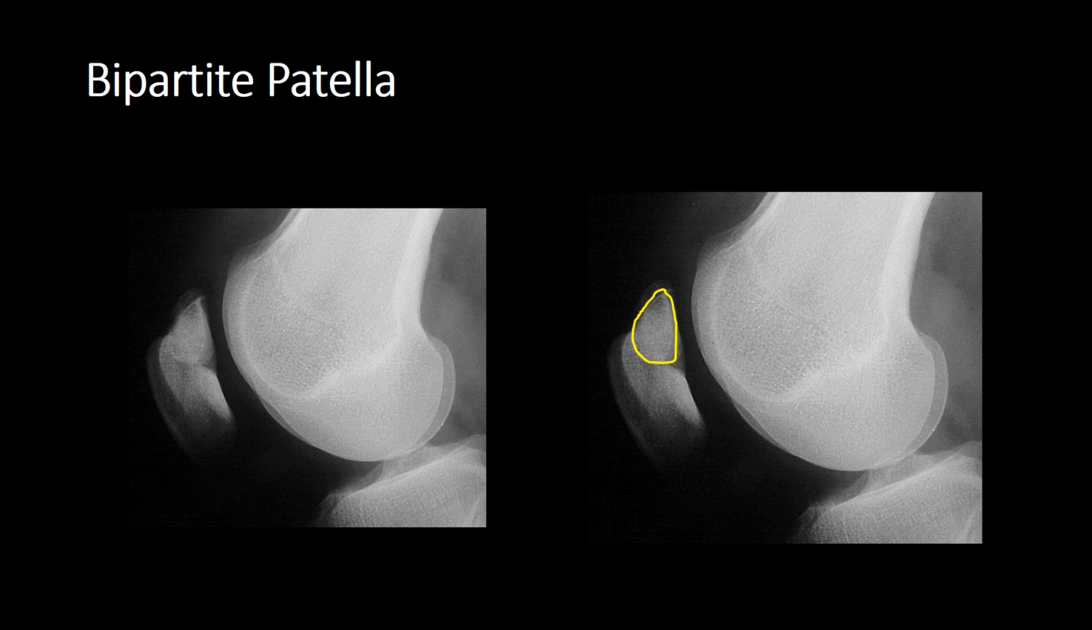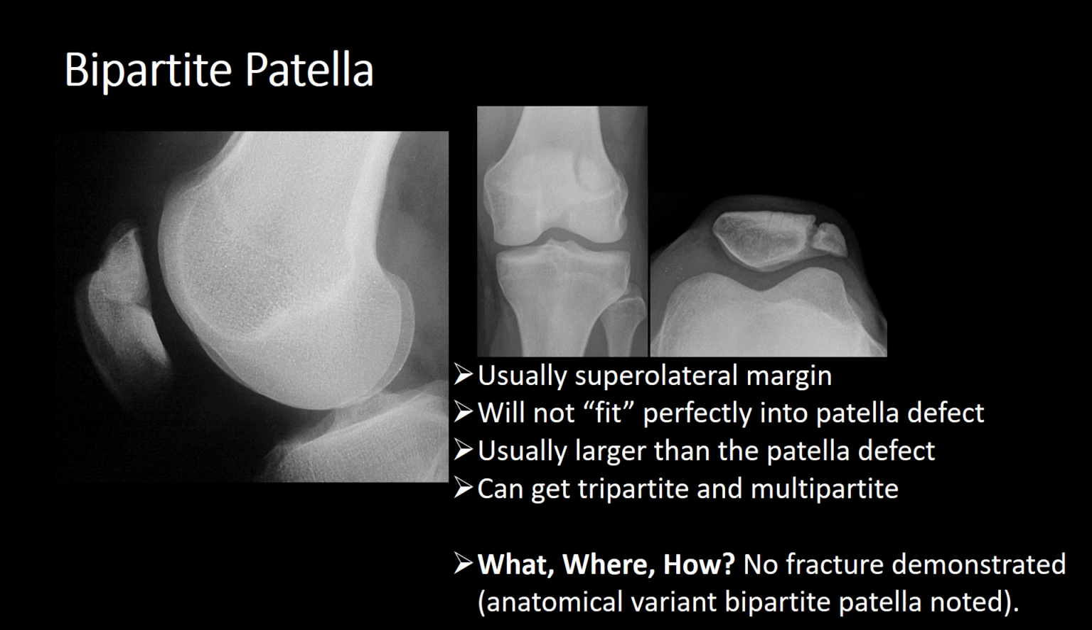It's frequently bilateral. You can also get tripartite patella, so essentially there are 3 pieces of the patella, and you can even get multipartite, so more than 3 pieces. However, bipartite patella is the most common. So what, where and how? No fracture demonstrated. Anatomical variant bipartite patella noted.